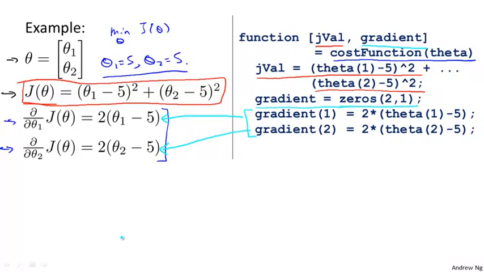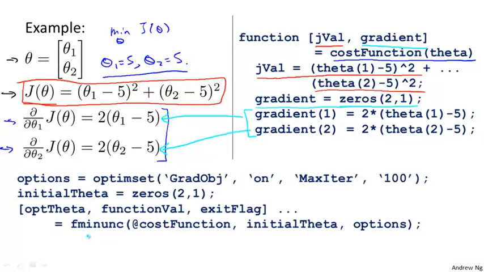Having implemented this cost function, you can then call the advanced optimization function called fminunc. It stands for function minimization unconstrained in Octave. And the way you call this is as follows. You set a few options. Options is a data structure that stores the options you want. So GradObj on sets the gradient objective parameter to on. It just means that you are indeed going to provide a gradient to this algorithm, and we're going to set the maximum number of iterations to, let's say, 100. We're going to give it an initial guess for theta. This is a 2 by 1 vector, and then this command calls fminunc.